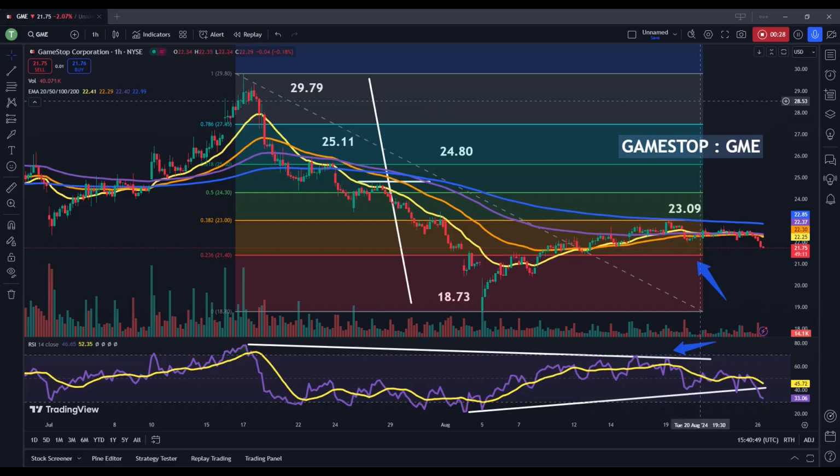So here we have the 1 hour price chart. And as I've explained in prior videos, for me, the main level to be watching here came in at right around $23, just above there, roughly the 23.10 mark.